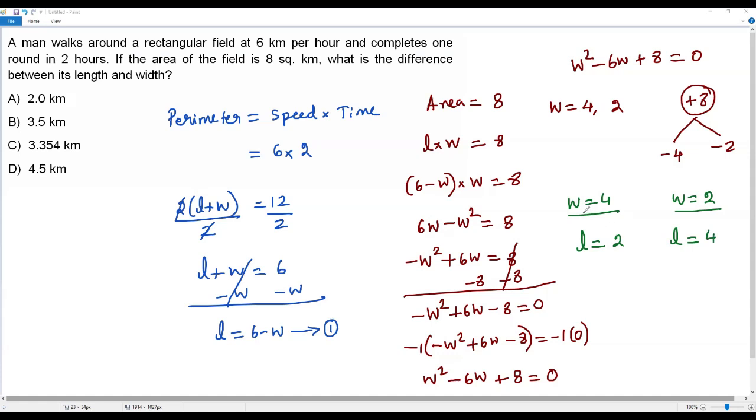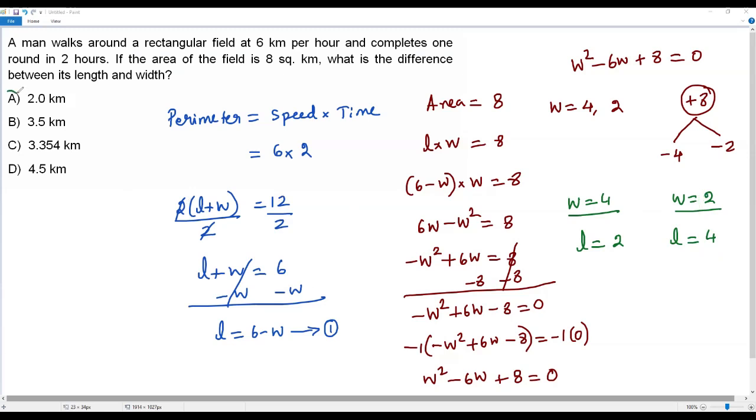Anyway, we get the same dimensions in both cases. That is 4 and 2, here 2 and 4. The question is asking us to find the difference between the length and width of the field. In both cases, if I find the difference between the length and width, I'm getting 2, because in the first case the difference between 4 and 2 is 2, and in the second case also I'm getting the same difference, 2 kilometers, the difference between the length and width of the field.